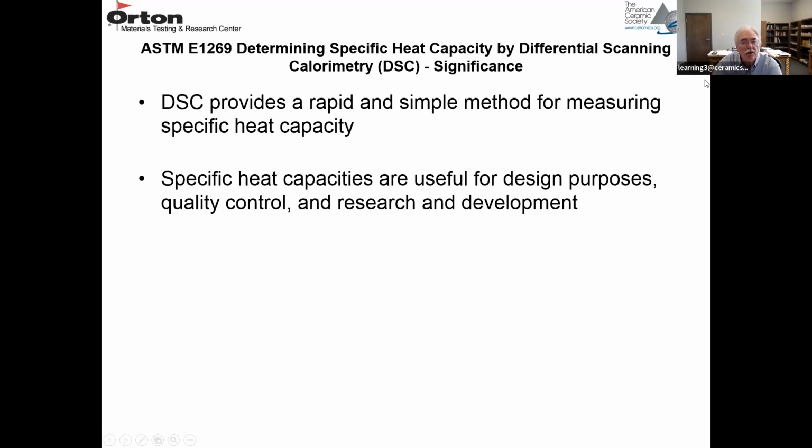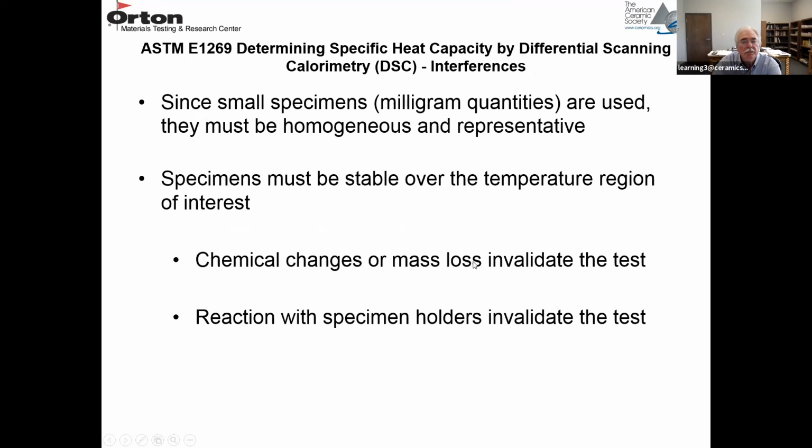The significance of a DSC measurement, well, it's a very rapid and simple way of measuring heat capacity. Heat capacities are useful for designing purposes, quality control, and research and development. Some issues here you need to be aware of. Small specimens, we're using milligram quantities, so you have to have a homogeneous and representative sample. So for a heterogeneous refractory, you have to grind it to a fine powder and get a homogeneous sample.